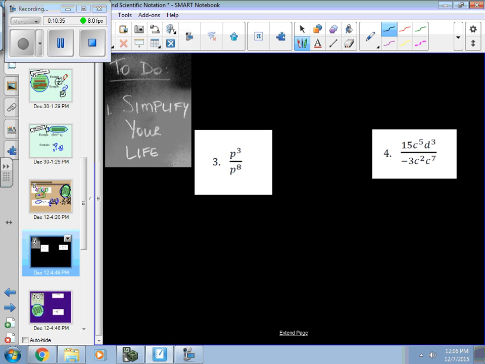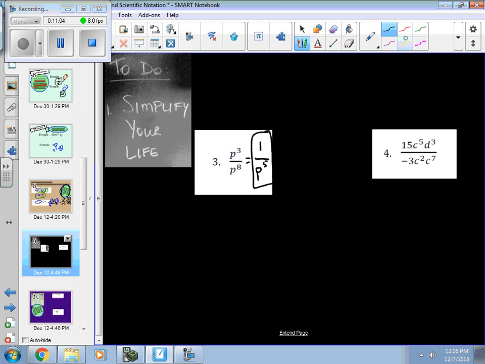All right, number 3. We want to simplify here. We're dividing, which means we should subtract. We're going to subtract these. 8 minus 3 is going to be p to the 5th power. Now we've got to figure out, should it go on top or bottom? Well, more of the p's are on the bottom, so it looks like the p to the 5th is going to end up on the bottom, which means the top we need to fill in with a 1. So 1 over p to the 5th would be the answer.